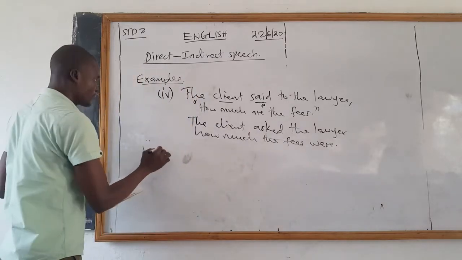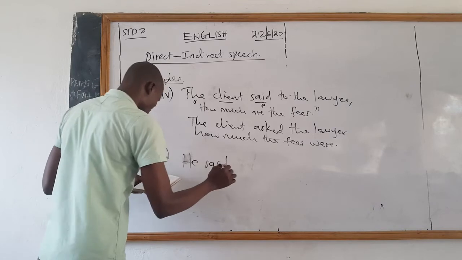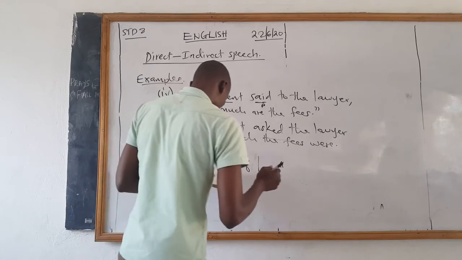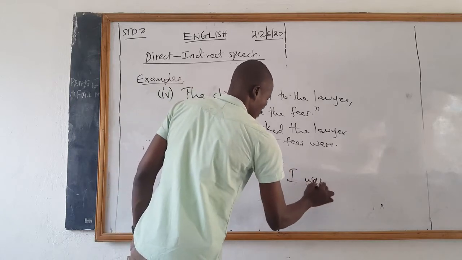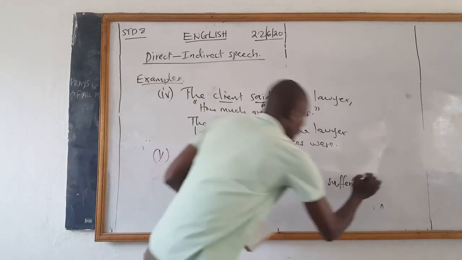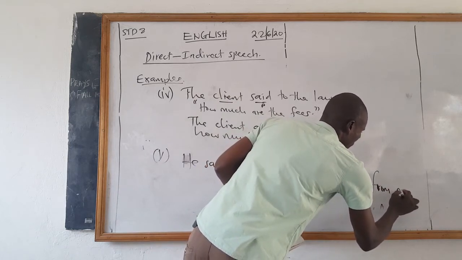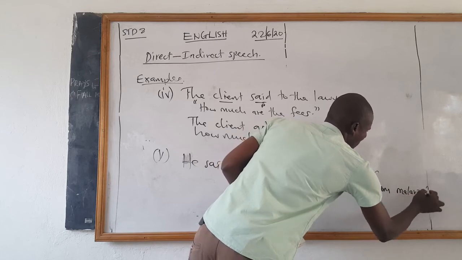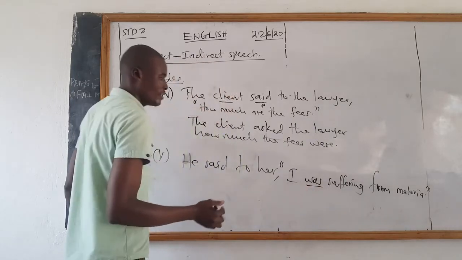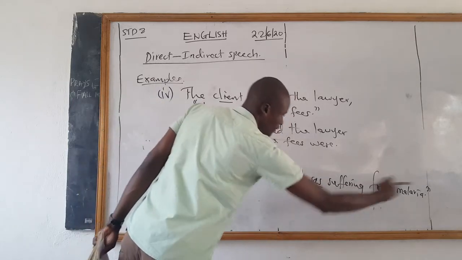Then our last example is going to be number 5. He said to her, I was suffering from malaria. And we are saying "was" here, meaning that this was past continuous. This thing was happening. He was continuing to suffer. I was suffering from malaria.